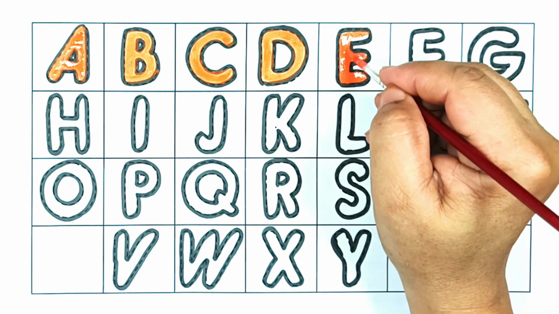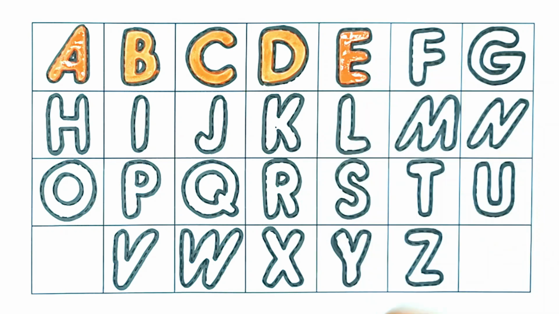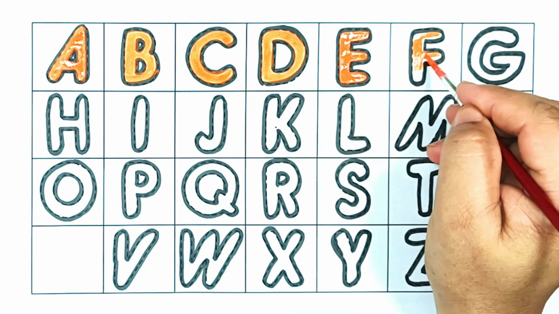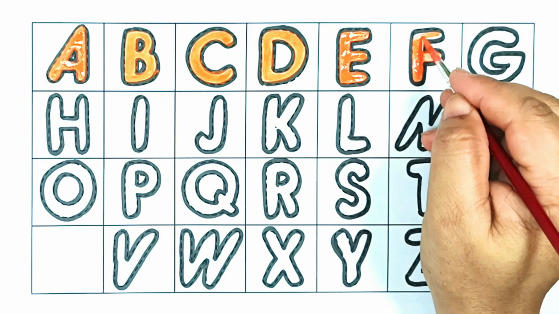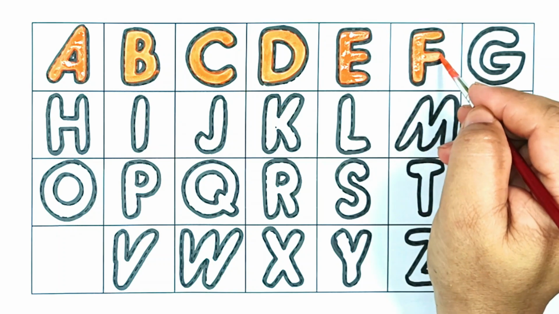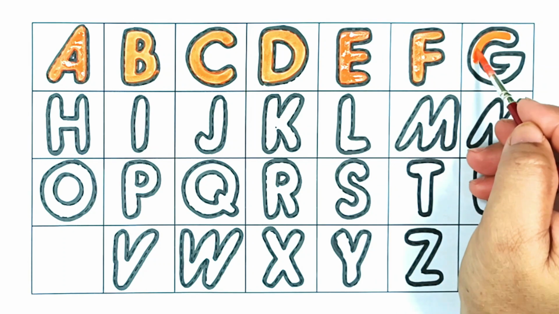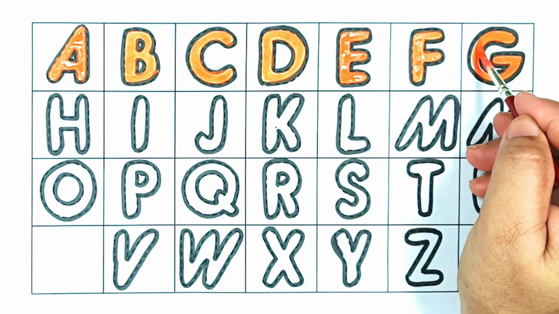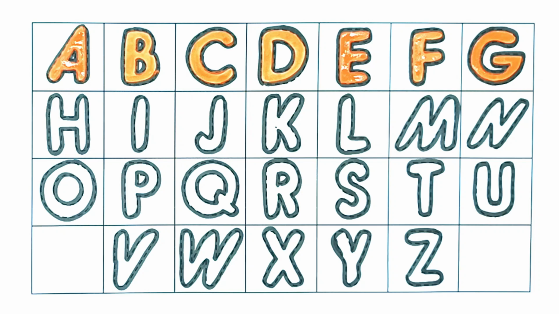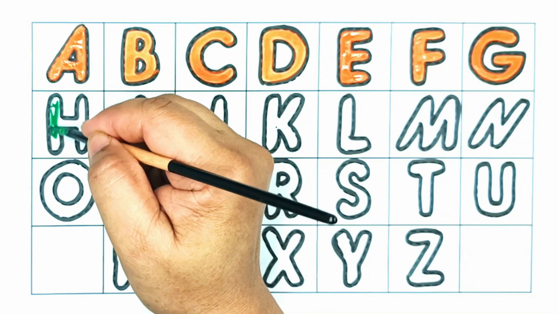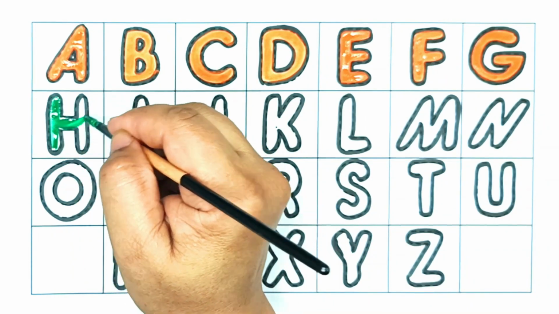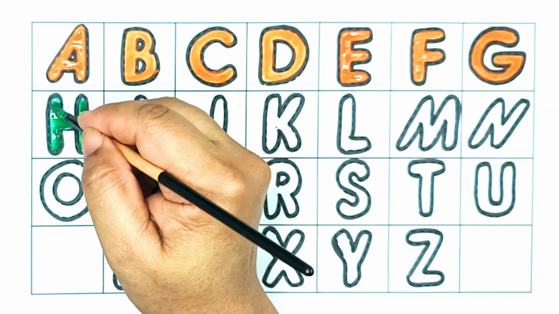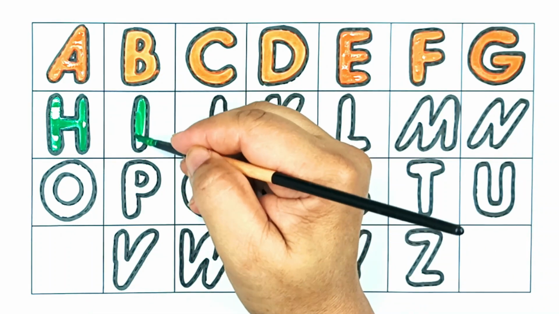E for egg, E for egg, F for frog, F for frog, G for glass, G for glass, H for hat, H for hat, I for igloo, I for igloo.